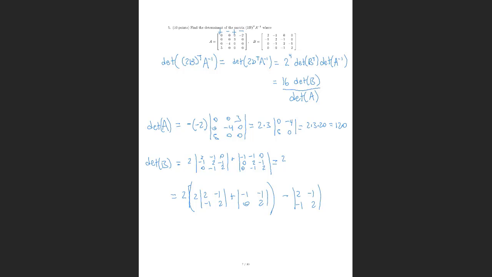And then you can work out the determinants. And then once you get determinant of B, you also have determinant of A. So then you just plug everything back up here, and that will give you the determinant of 2B transpose A inverse, okay? All right, any questions about that one?